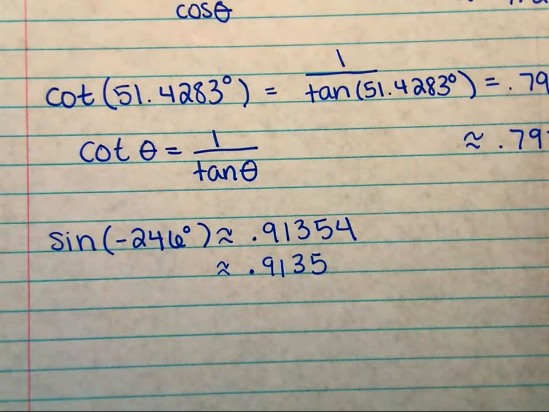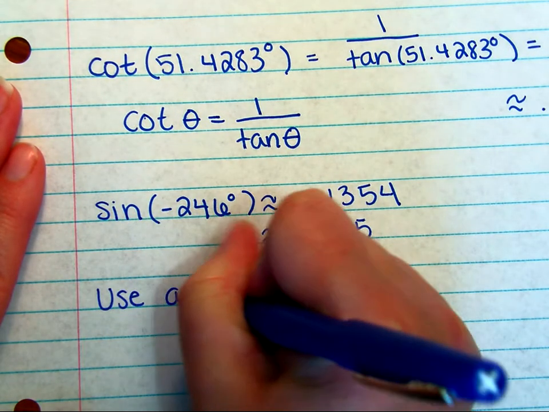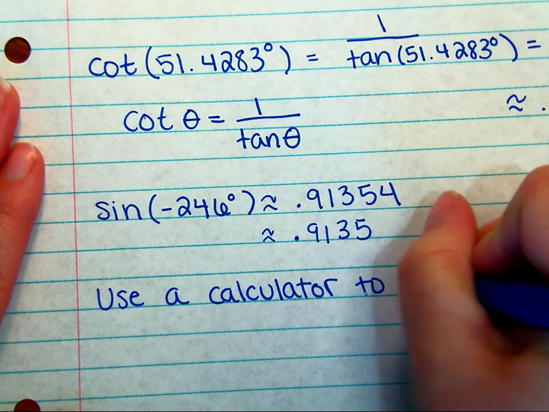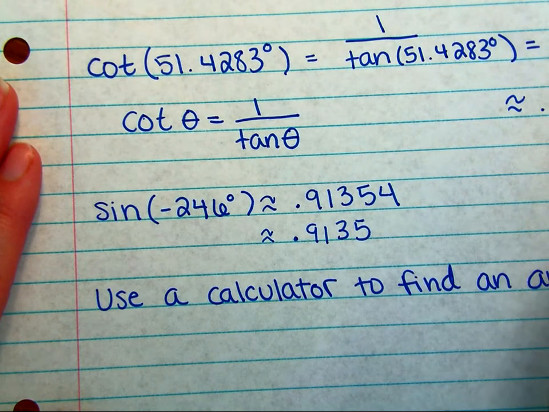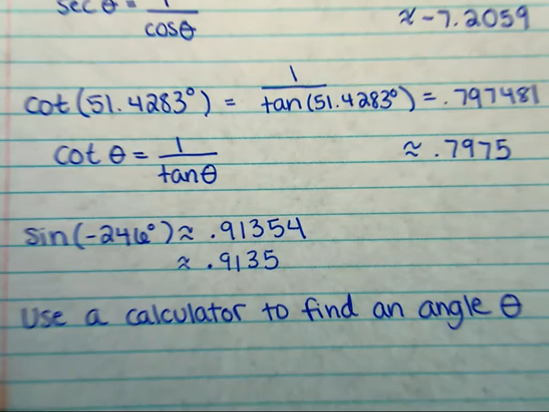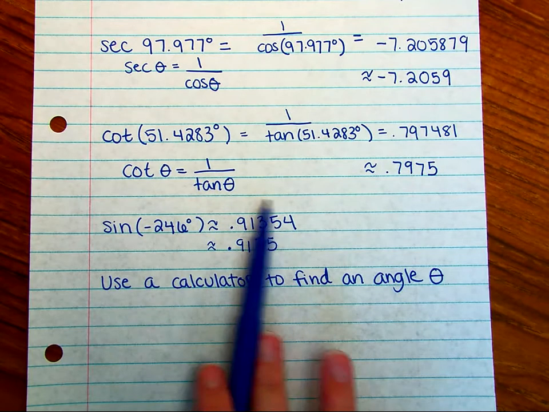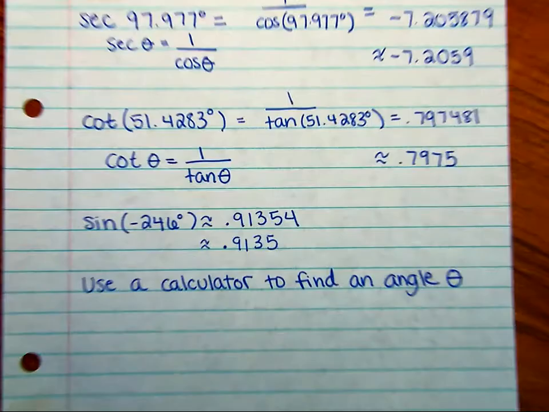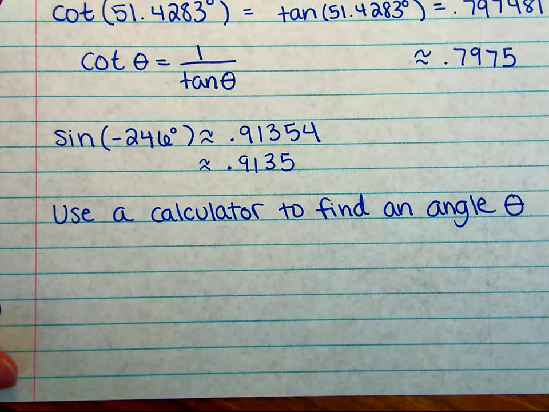Now, your next set of directions would be use a calculator to find an angle, theta. All right. So now I am going to find this angle. They're going to give me this ratio of sides, and I'm going to find the angle. So notice how the directions are different. So you're going to need to use a different button on your calculator.